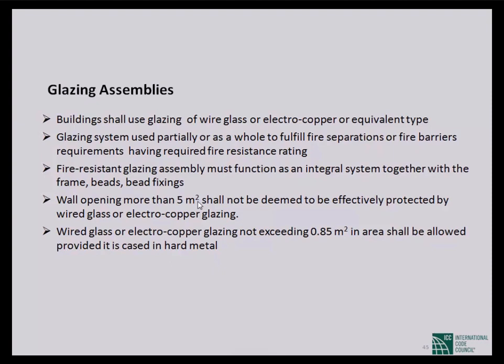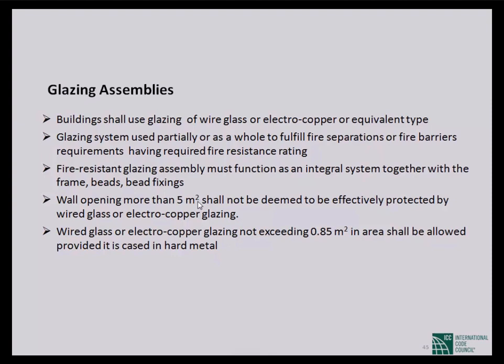This is something with the glass assemblies. Actually, in BNBC 2020, glass assembly means windows or doors or skylights, that sort of thing. It does not consider facade glass. It is for glasses used for windows, glasses used for separation, but not glass for facade. It is for door glazing. There are two types of fire rated glass. One is wired glass and another is electrocopper glazing, or some equivalent type. Normally, this type of glazing can be used.